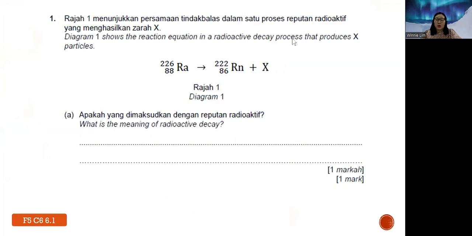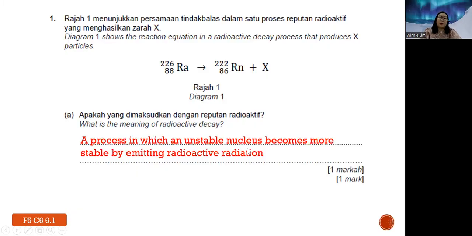Normally in structured questions, part 1 is always asking about the knowledge part, whereby you need to give the definition. Radioactive decay generally means the nucleus is unstable, so it wants to become stable. To become stable, it will emit radioactive radiation. So how do you define radioactive decay? It is a process in which an unstable nucleus becomes more stable by emitting radioactive radiation. These radiations are referred to as alpha particles, beta particles, or gamma rays.